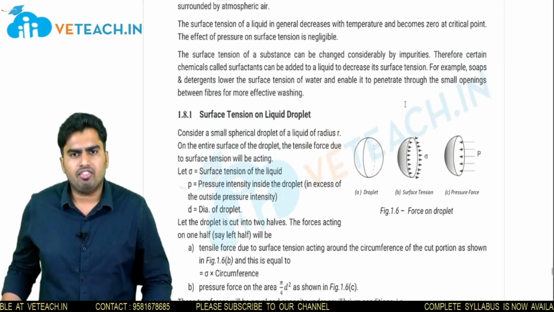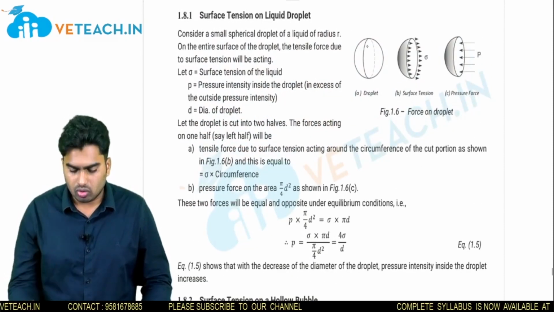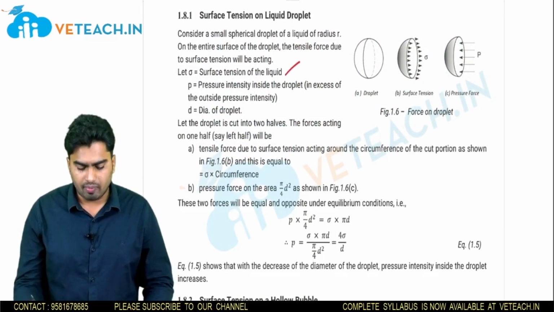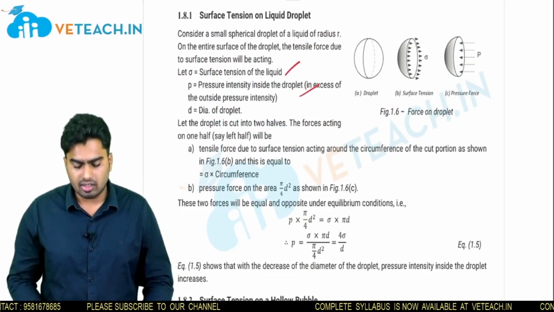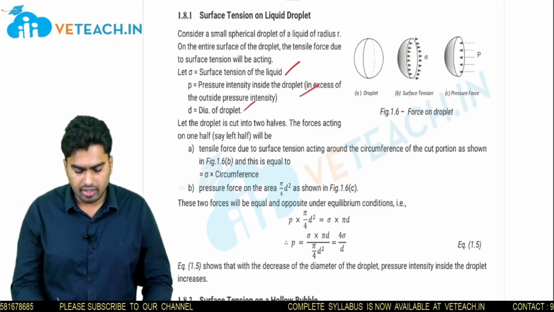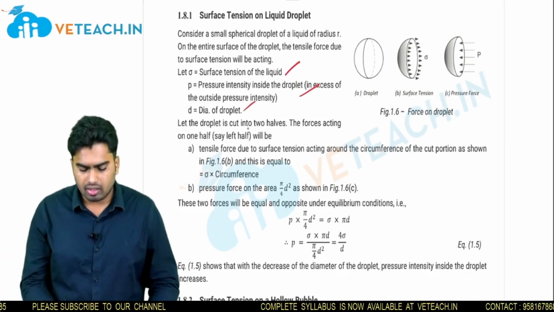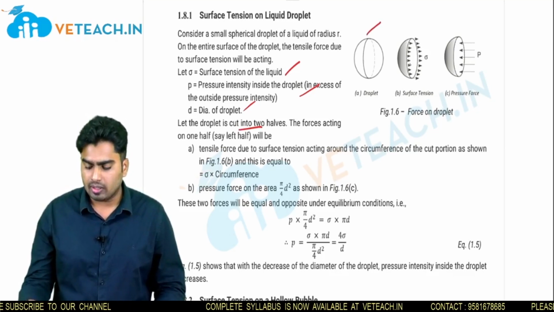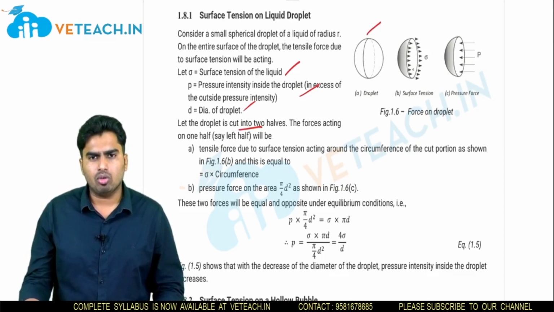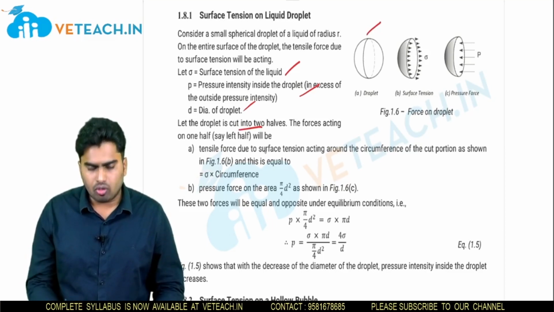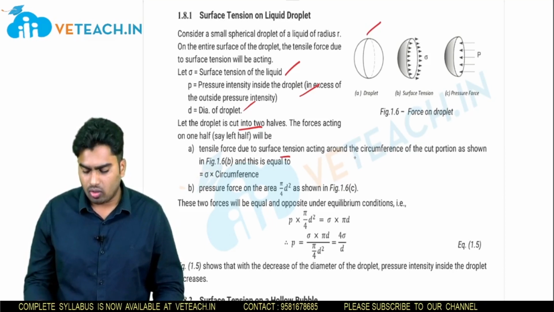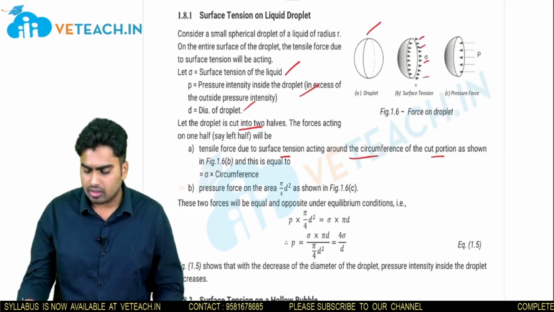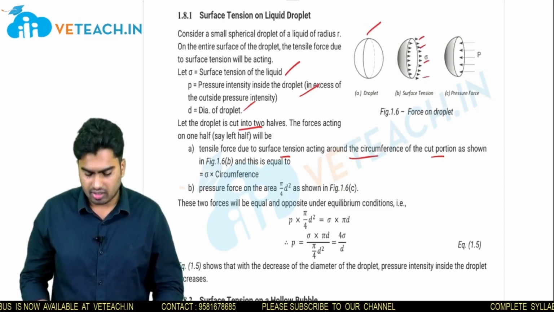Let us see the surface tension for a liquid droplet. So this is my liquid droplet. Let us consider sigma be the surface tension of the liquid, P be the pressure intensity inside the droplet, and D the diameter of the droplet. Let us cut the droplet into two halves. If I cut it into two parts, this is how it looks. The tensile force due to surface tension acts on the circumference of the portion. This arrow mark represents sigma, nothing but surface tension.